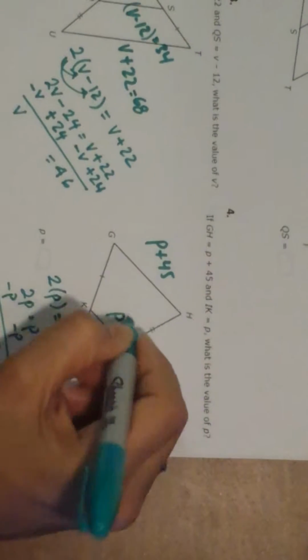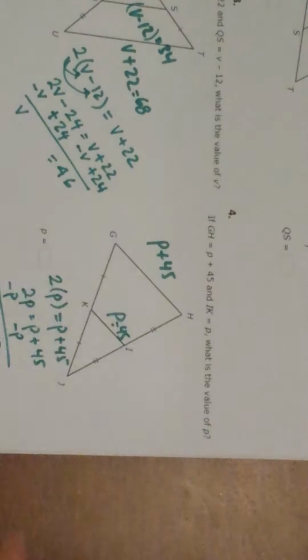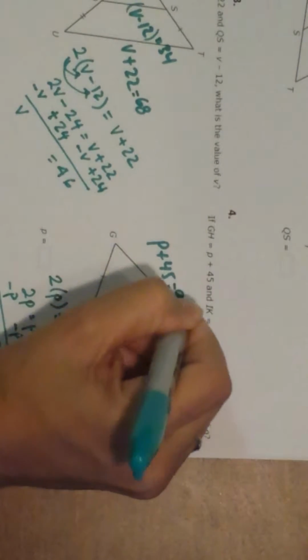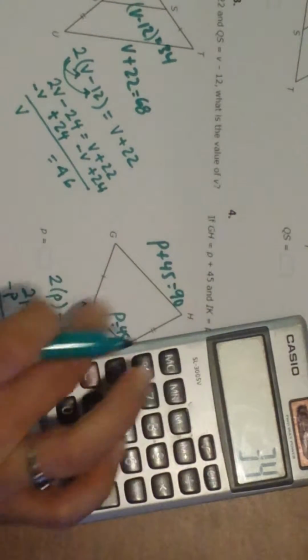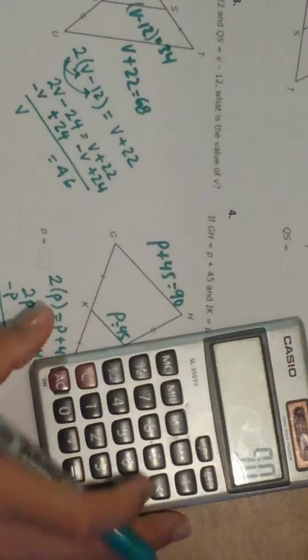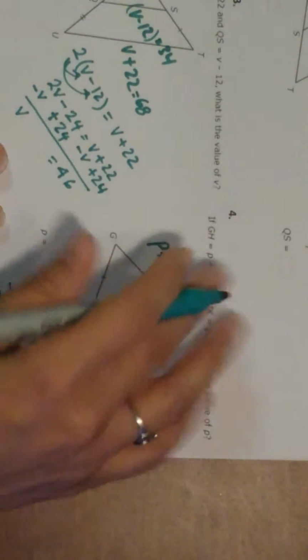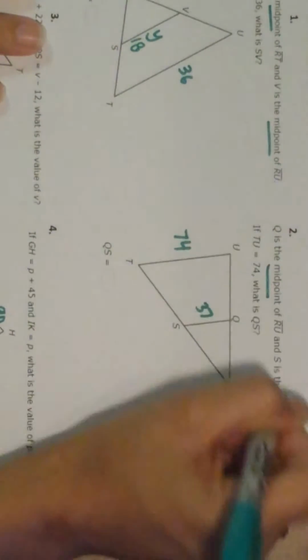Go ahead and plug it back in to check. P is equal to 45, so that's 45. P plus 45, 45 plus 45 is 90. All right, then double check. 90 to 45, it should be half. Perfect. 45 to P should be twice as big. Perfect. All right, and that's how you do mid segment. So mid segment, the key word is going to be midpoint.